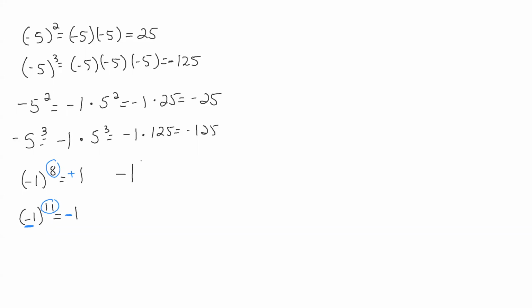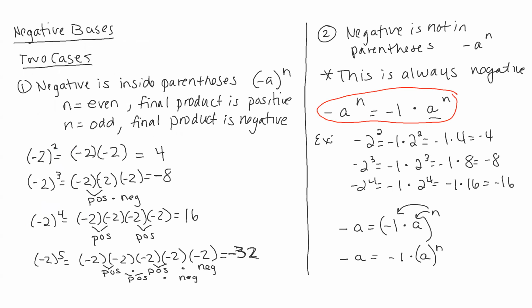What if I have -1 to the 15th power? No parentheses here. So this is like -1 times 1 to the 15th. Well, 1 to the 15th is just 1. So I get -1 times 1, or -1. This is a little bit trippy for students. Just always go back to this idea of 2 cases. Your negative base is either in parentheses or it's not. If your negative is in parentheses, you look to the exponent. Even exponent, positive product. Odd exponent, negative product. The other case is where your negative isn't in parentheses at all. And if that's the case, your product is always going to be negative.